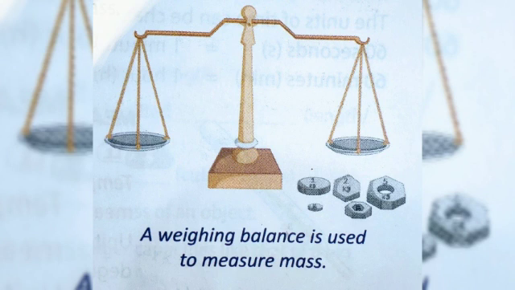Which instrument is used to measure mass? Do you know? A beam balance or weighing balance is an instrument to measure mass. The standard unit used to measure mass is kilogram. Milligram and gram are used to measure smaller mass. Smaller mass are measured by milligram and gram.